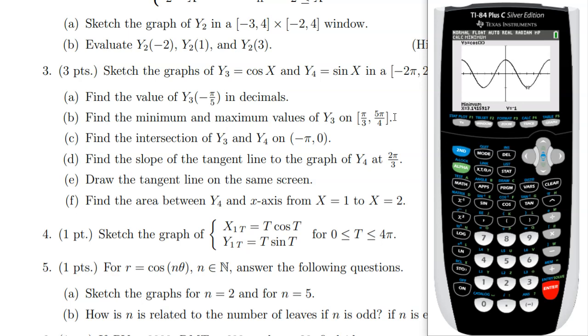The maximum value is pretty much the same way. We can go to second, and then calc. Maximum is number 4. And then left bound, again, you're going to type in pi over 3, enter. Then we're going to put the right bound 5 pi over 4 and hit enter.